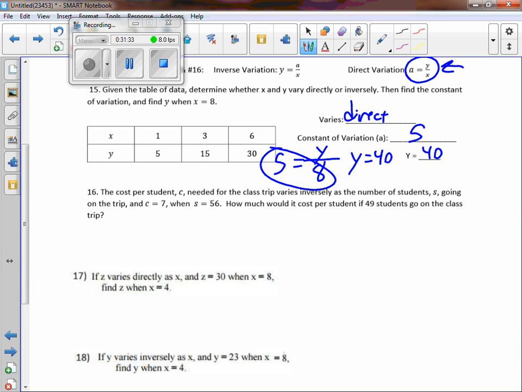So for these direct and inverse problems, we will have to use our formula twice, once to find a, once to find the new answer.